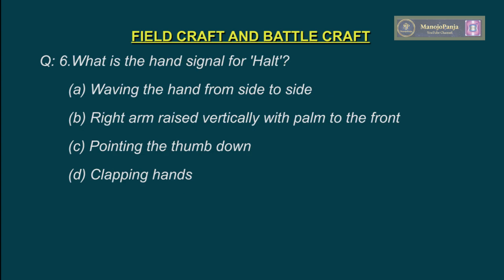Question 6. What is the hand signal for halt? A. Waving the hand from side to side. B. Right arm raised vertically with palm to the front. C. Pointing the thumb down. D. Clapping hands. Right answer B. Right arm raised vertically with palm to the front.